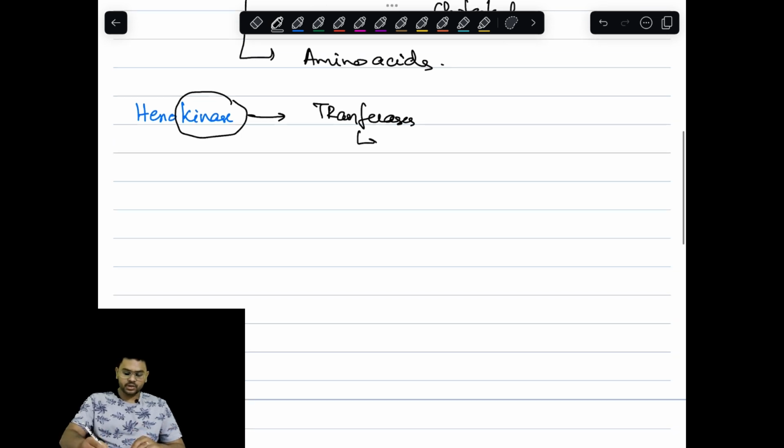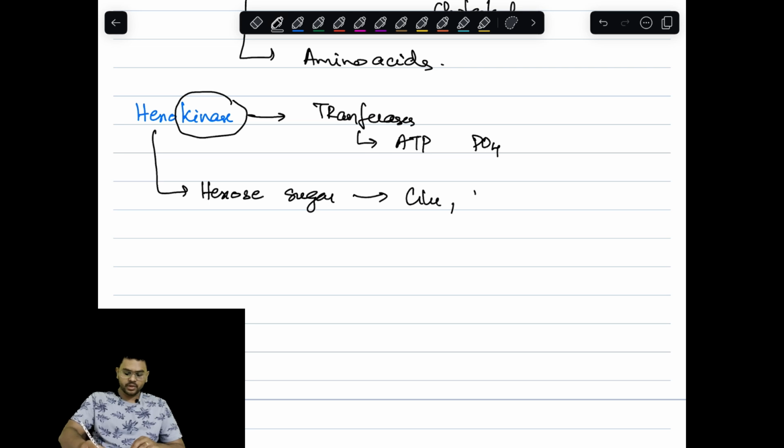So here, who is the donor? It is the ATP. And what is the group that is transferred? That is a phosphate group. And who is the substrate? Hexose sugar, or six carbon sugars. So it could be glucose, it could be fructose, it could also be mannose. It could be any of them. So it takes the terminal phosphate of the ATP and attaches it to the six carbon sugars. So that is the function of hexokinase.